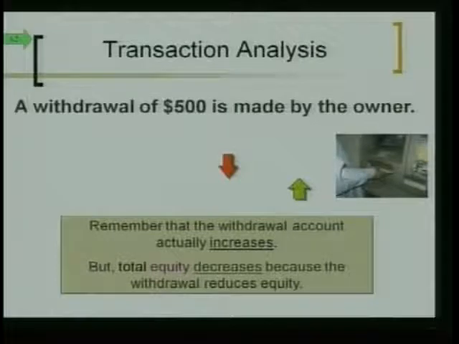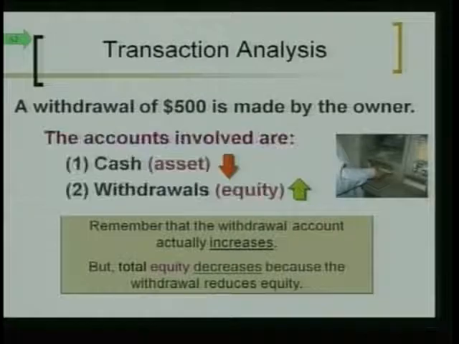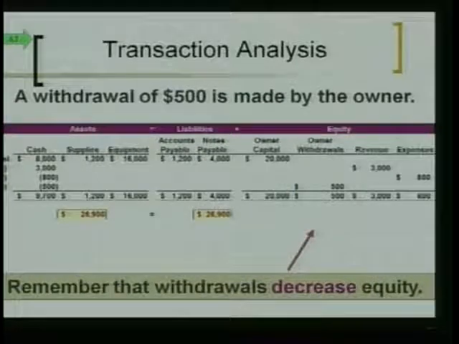A withdrawal of $500 is made by the owner. This is a similar situation. Cash goes down by $500. Withdrawals goes up. But as withdrawal account, which is where we keep track of these things when the owner takes out assets, when the withdrawal account goes up, equity decreases because from your quiz, withdrawals is one of the things that causes equity to go down. Okay? So how does this look? Well, it looks like this. Your withdrawals actually go up.